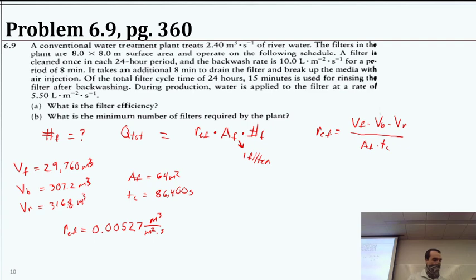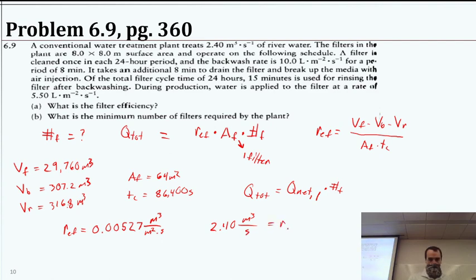From there we can use this equation. There's maybe some other ways to think about it. You could also say Q total is going to be equal to the Q net from one filter, which is really essentially just this right here, times the number of filters. So that's just another way to rewrite this. Either way you do it, you're going to end up using this equation. We know we have 2.40 cubic meters per second as the Q total.